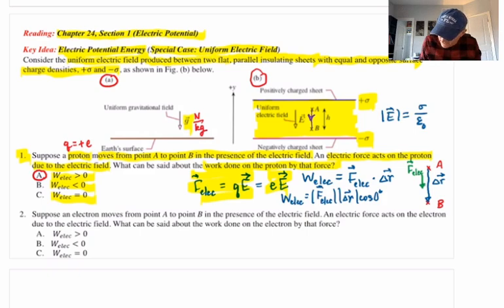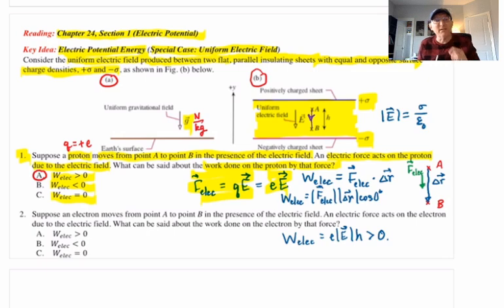So what I get is, let me write it down here. Magnitude of F electric, little e times magnitude big E, magnitude of the displacement, h, times the cosine of 0, which is 1. Everything there is positive. The force does positive work because it's in the same direction as the displacement. Okay?